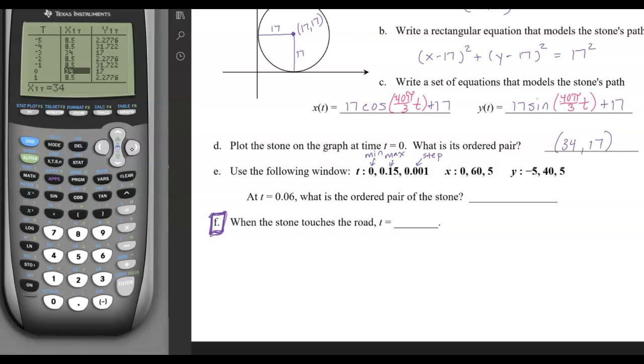So we could have done this mentally because we know if we're plugging in t as 0, that means we're finding the cosine of 0, which is 1 times 17. 17 plus 17 is 34. And then the sine of 0 is 0, so this y value would just be 17.